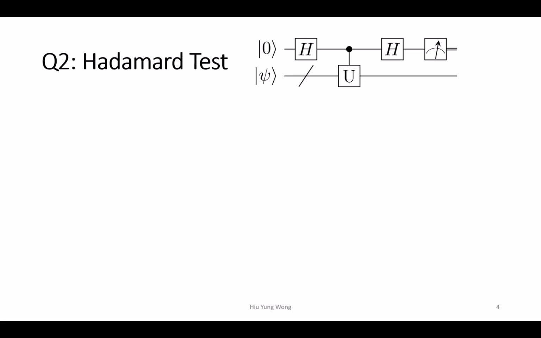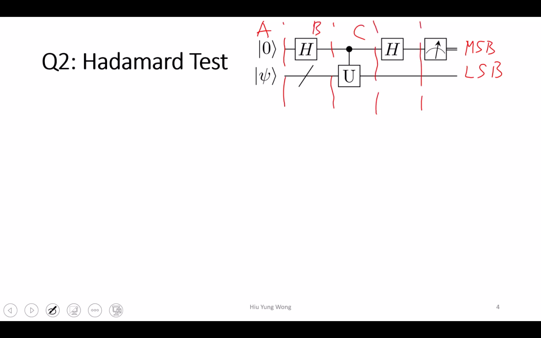So I already told you that this is the MSB on the top, and this is the LSB, right? Naturally, at the beginning, if I call this A, this is B, this is C, and this is D, right? So at A, it should be straightforward. It is just |0>|psi>, right? You can write it in any way you want. If you write this, it is also okay.